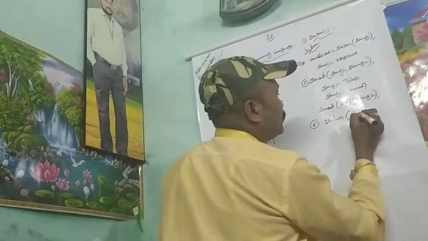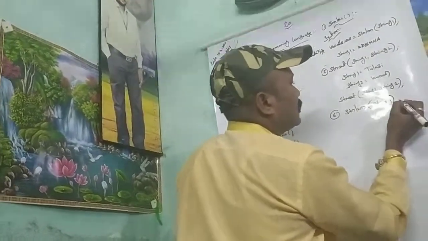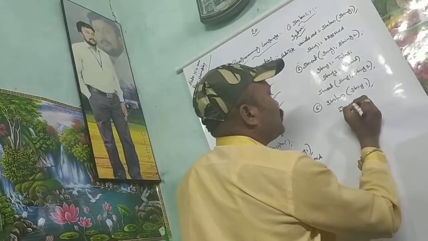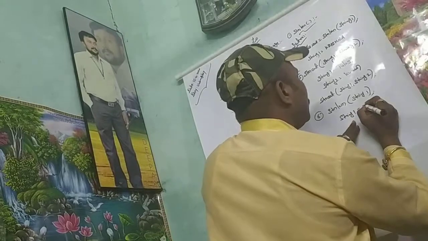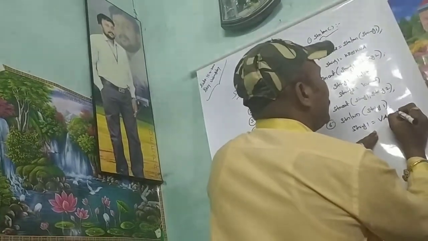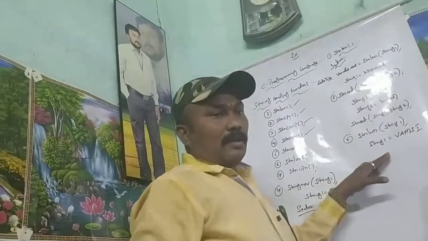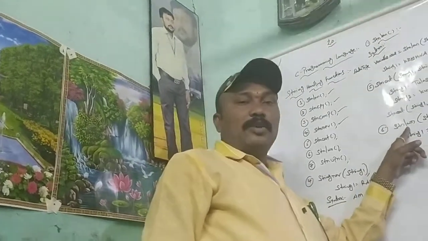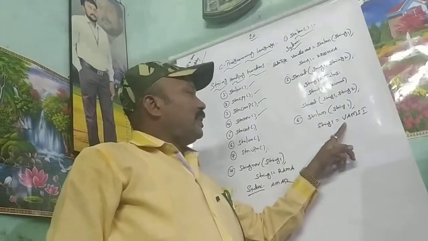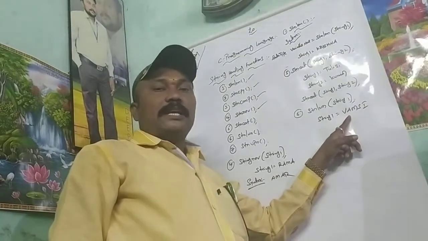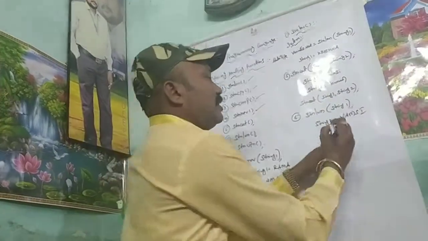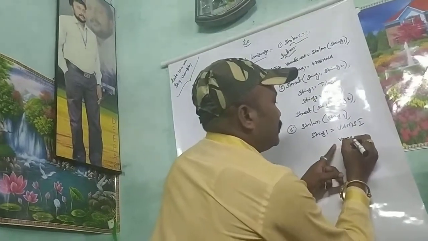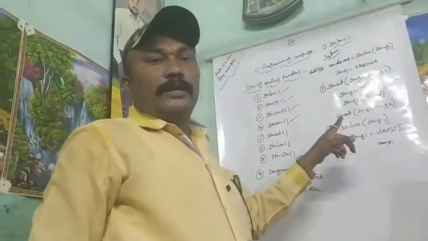Then next, my dear students, the sixth one is string lower. String 1, for example, is Vamsi, with capital V. Whenever we are using string lower, LWR, this string handling function will convert the uppercase characters into lowercase characters. That means all characters convert into lowercase, small letters. Vamsi. That is string lower.